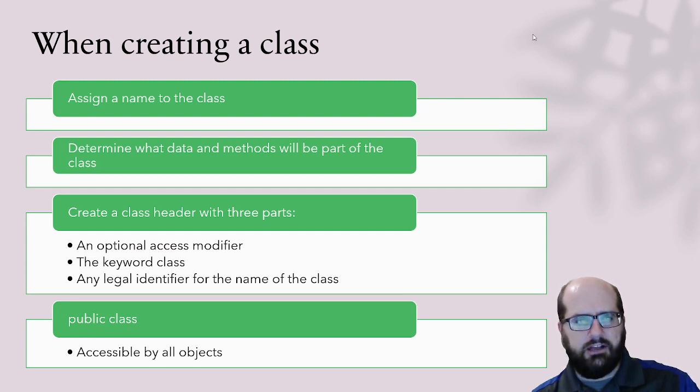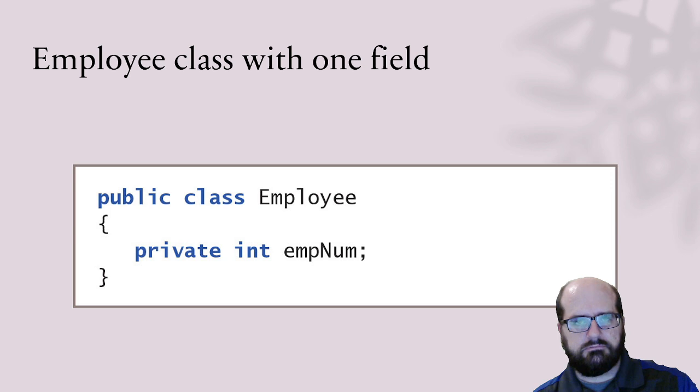When creating a class, we assign a name to the class, we determine what data and methods will be part of the class, and we create a class header with 3 parts. An optional access modifier, so like we've been saying, public class so far, the keyword class, and the legal identifier name of the class. A public class is accessible by all objects. And here's an example of a class with 1 field. Let's check that out in code.